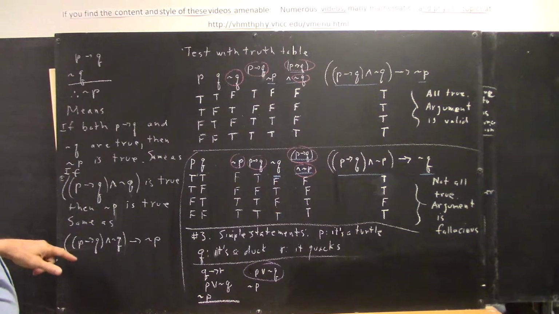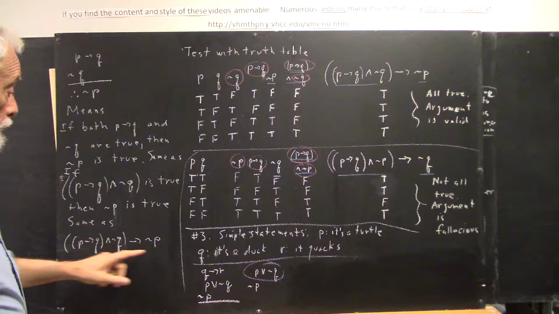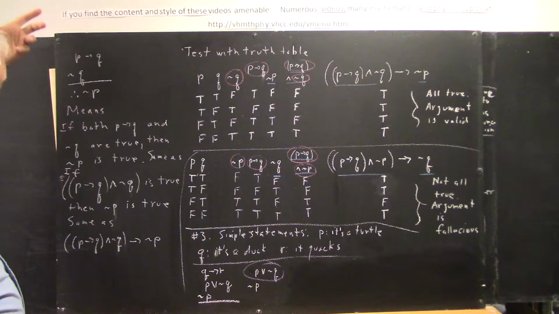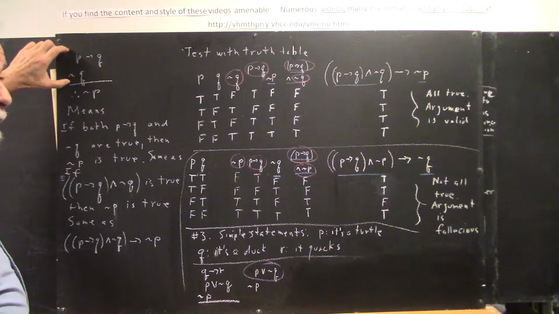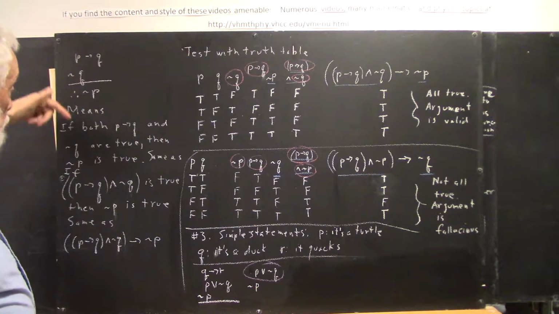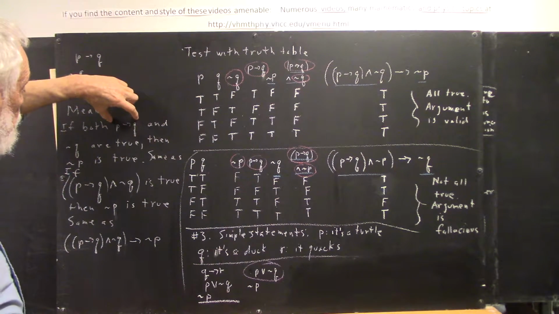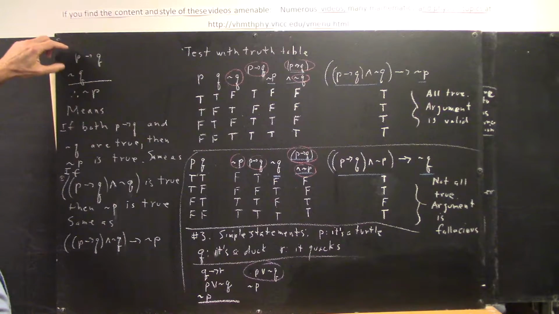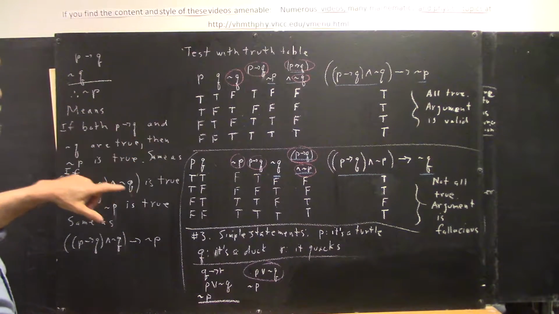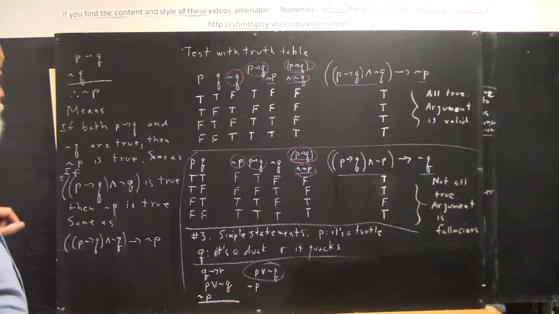We want to verify this argument, and first we want to show that this argument is equivalent to this statement here. The argument says that if both of these things are true, then this thing is true. Written out in words, it means that if both P then Q and not Q are true, because those are our two premises, then our conclusion is true, our conclusion being not P.